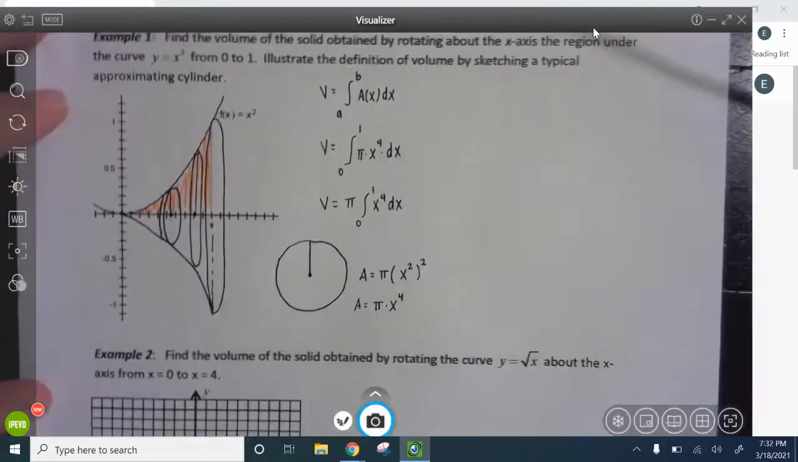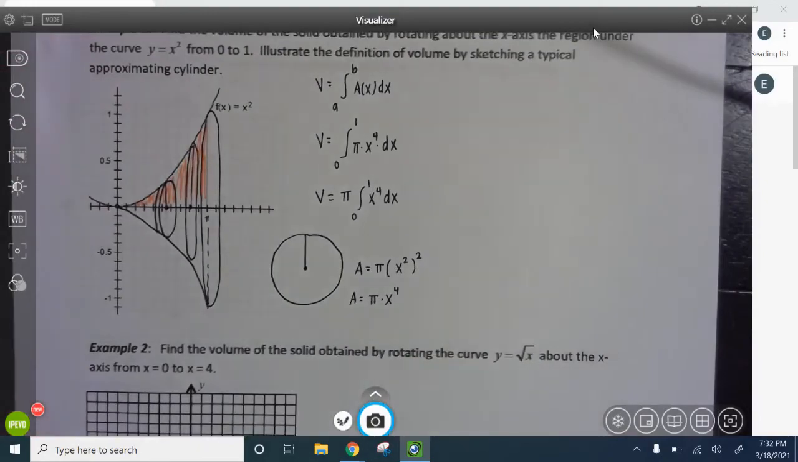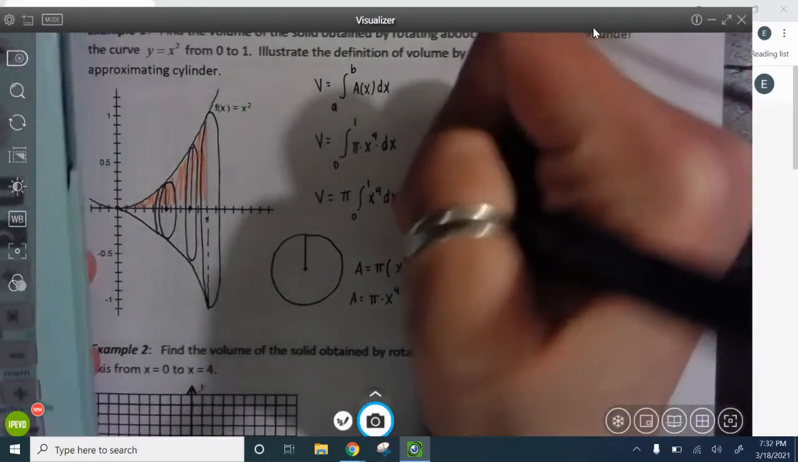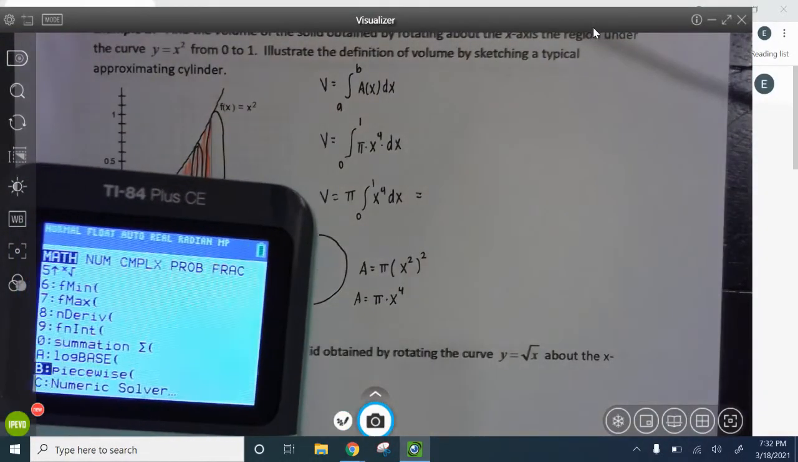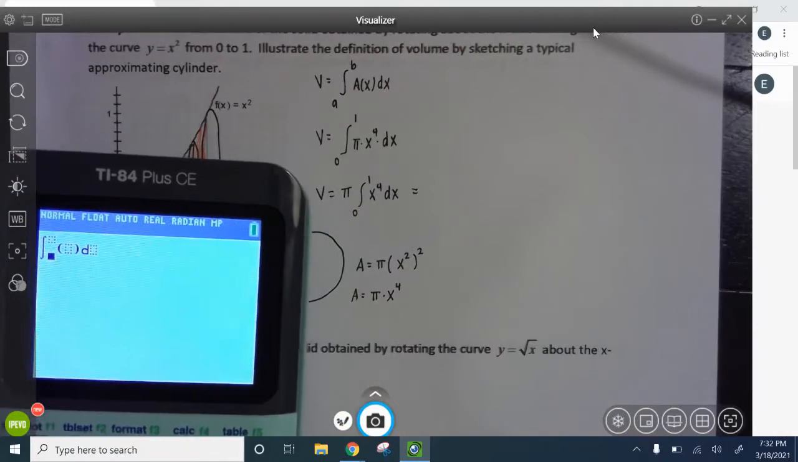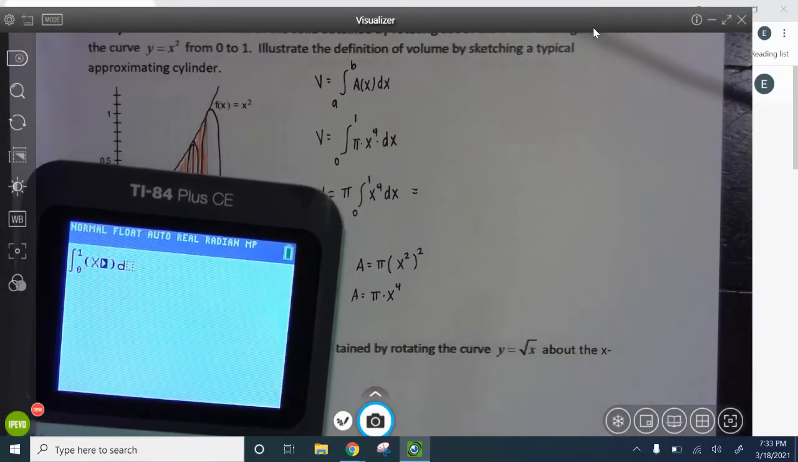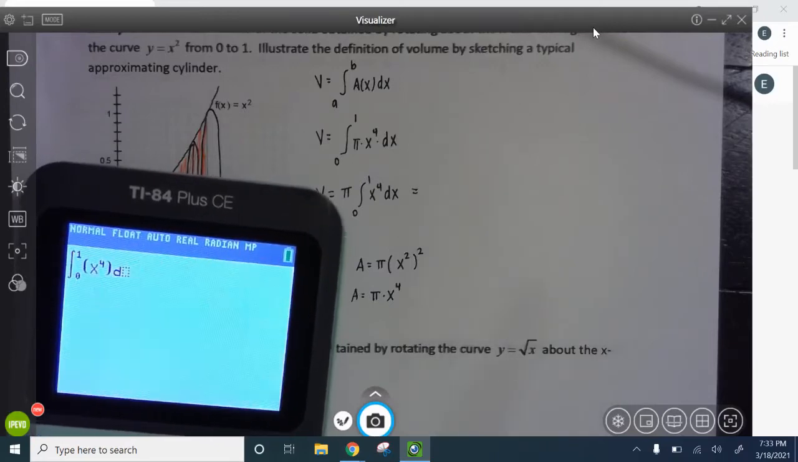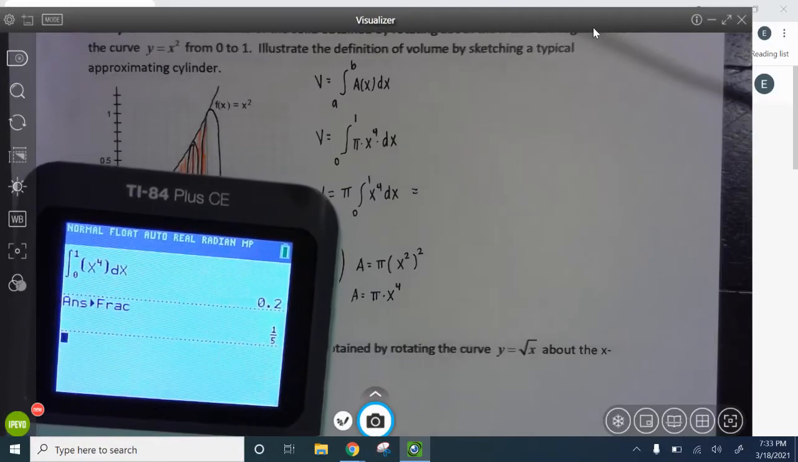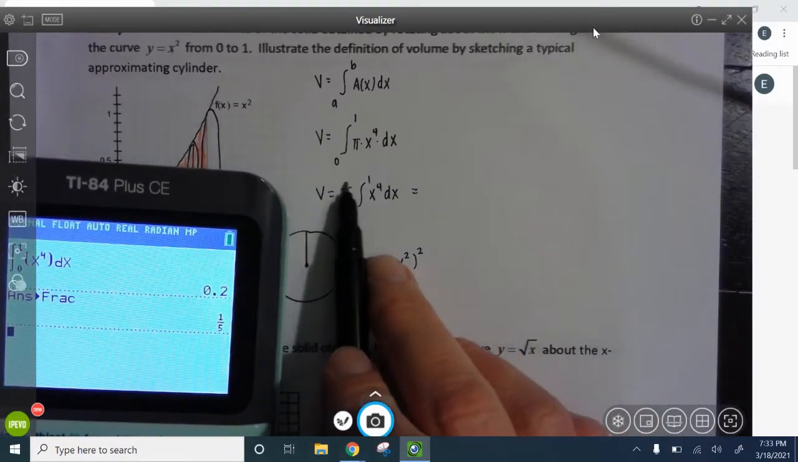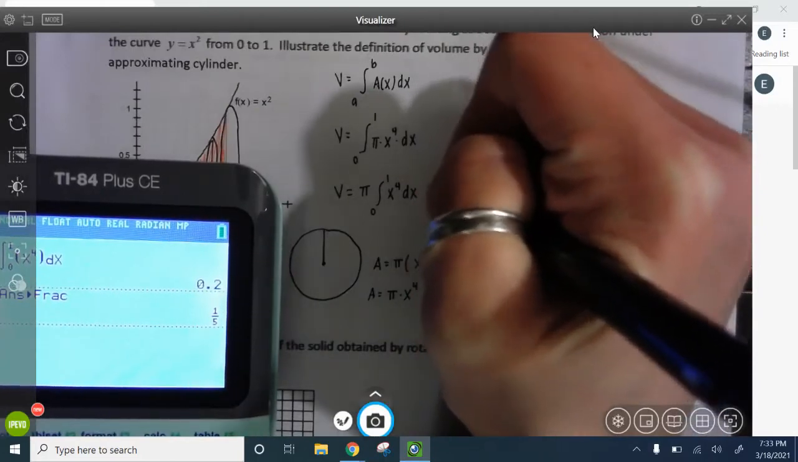So what we're really doing is we're taking the antiderivative from 0 to 1 of x to the fourth dx, and then we're going to be multiplying it by our pi. And here's where our calculator can help us do this calculation pretty quickly. I'm just going to integrate from 0 to 1, type in my x to the 4th dx, hit enter. That's going to be 1/5. But again, that 1/5 is going to have to be multiplied by the pi.